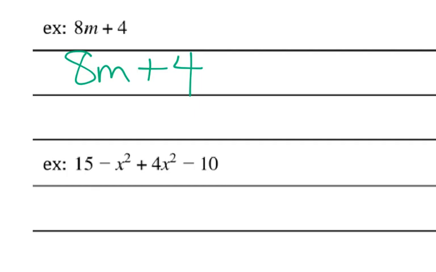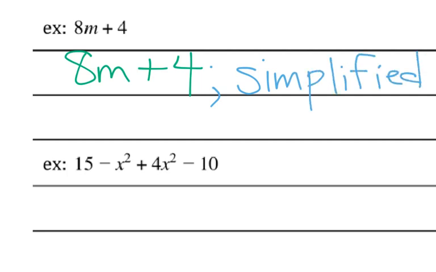Because this is already the way it is, in your textbook, when you see something like this, you'd rewrite the problem like I have, and then you'd likely throw a semicolon because the semicolon communicates, here is 8m plus 4. By the way, this is already simplified. Make sure you have that written down like I do.